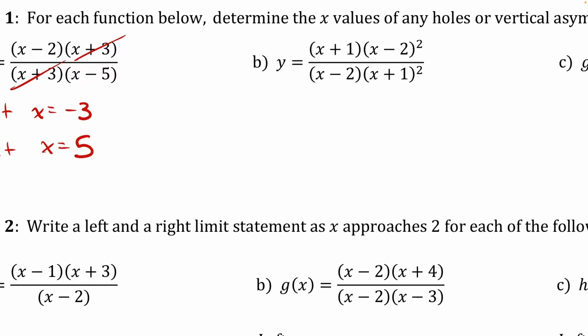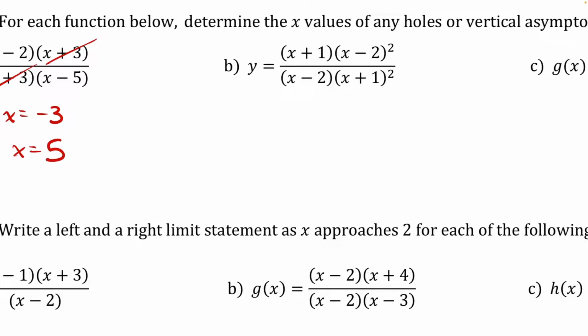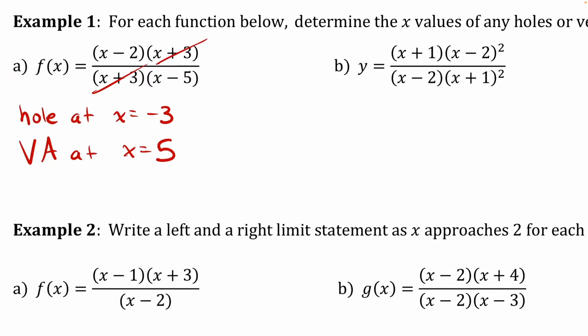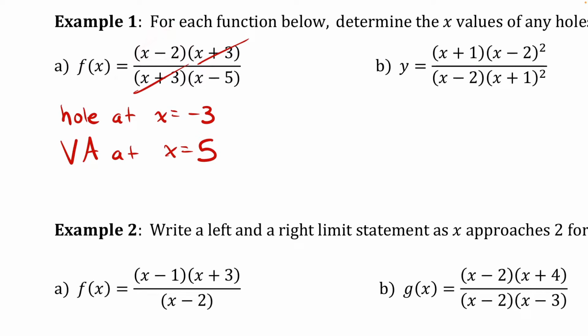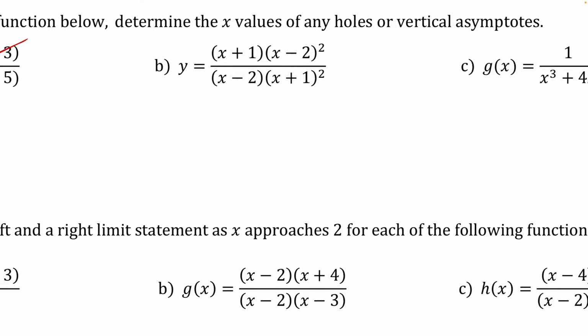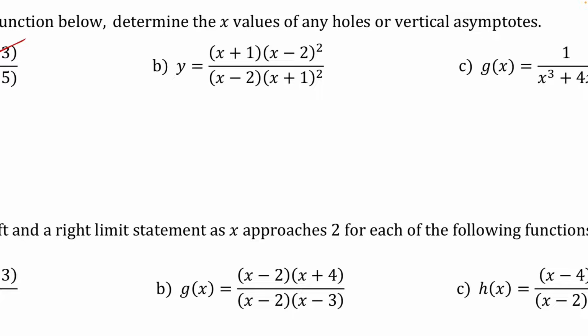All right. Notice that the instructions did not ask us to find zeros, but we would have had a 0 at +2, but it didn't ask for that. All right. What's going on with B?